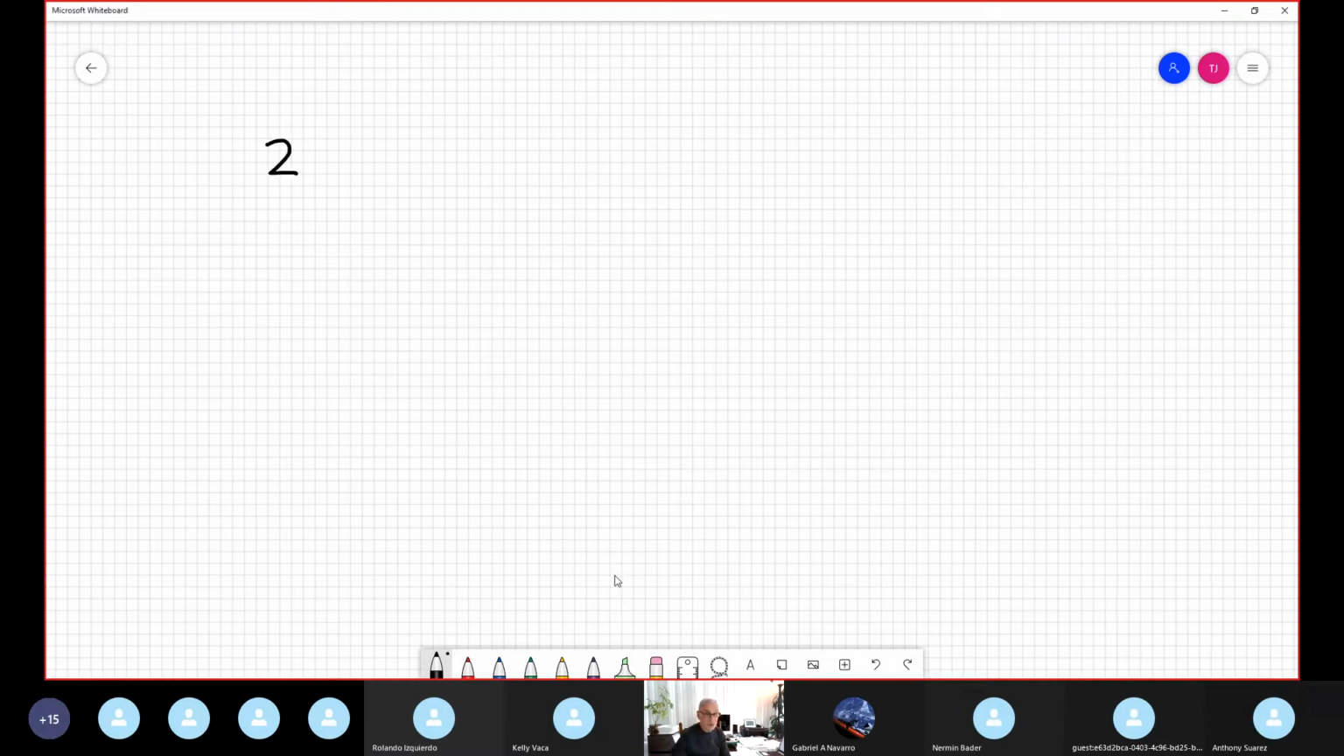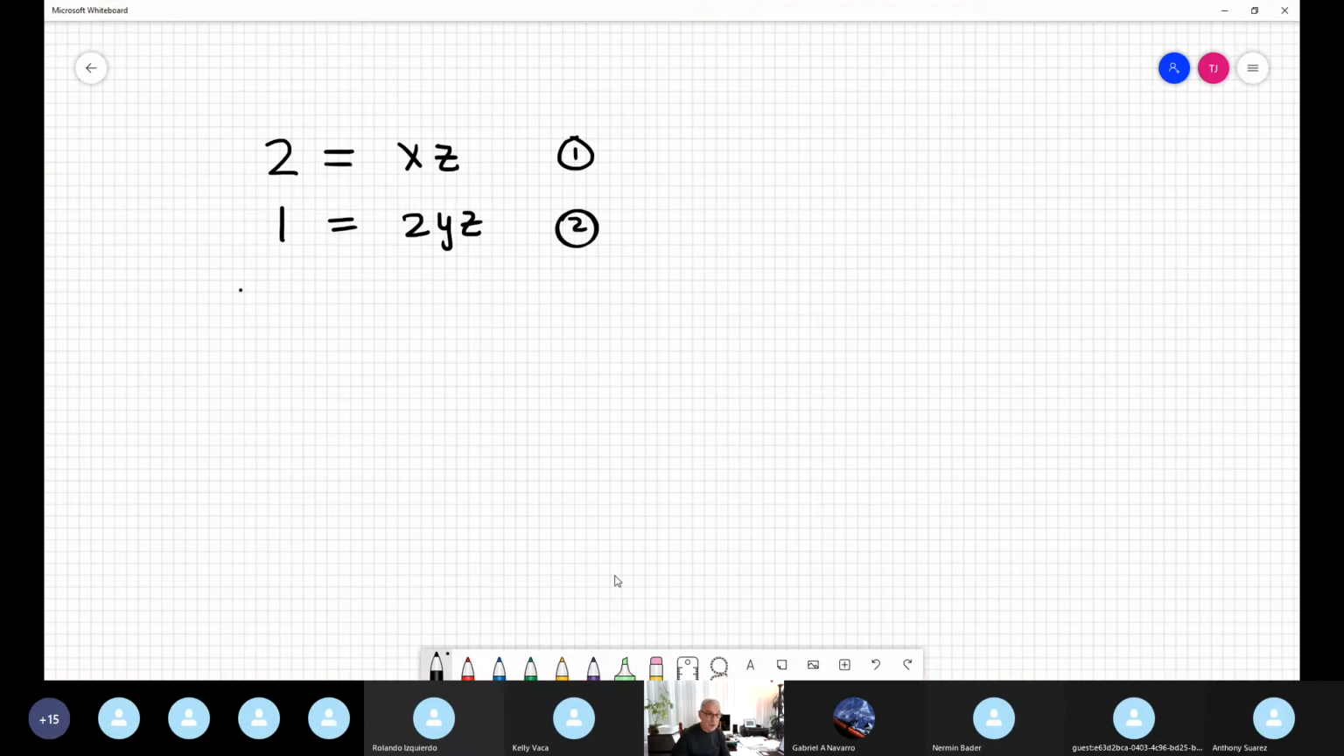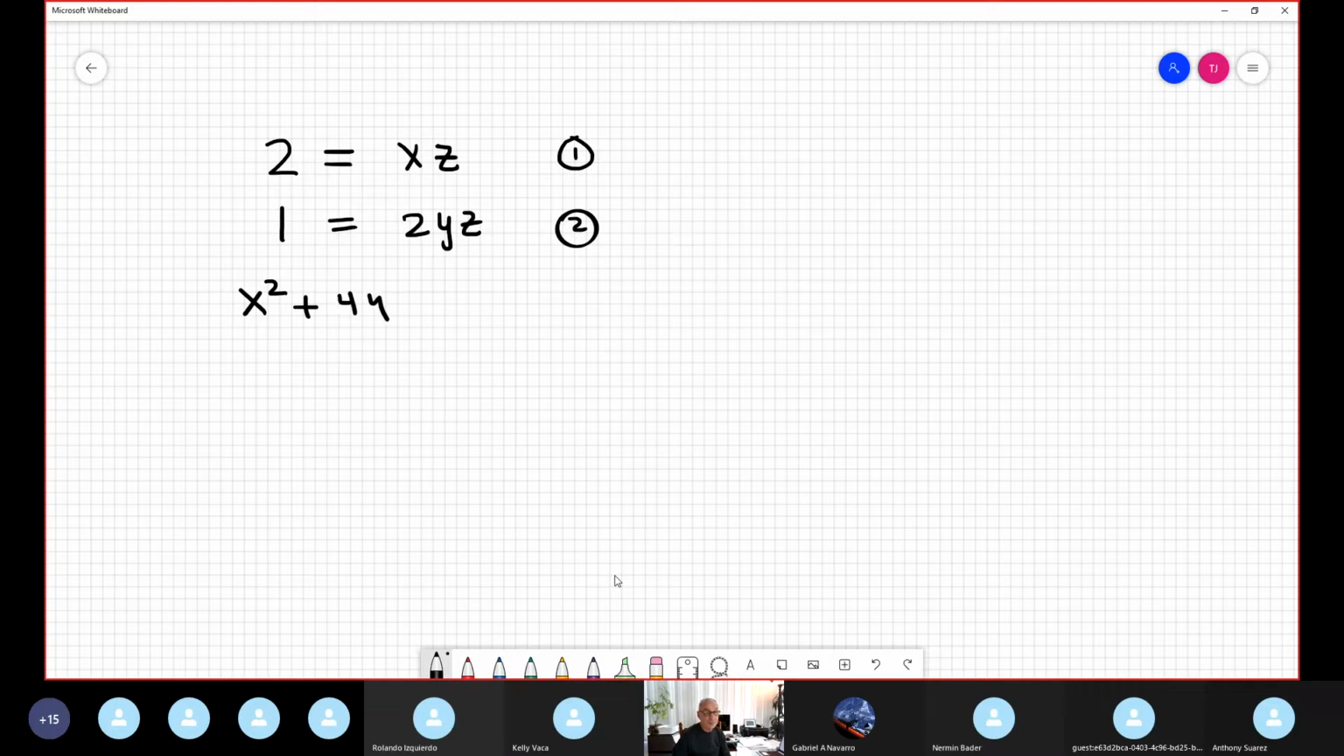Okay, the first equation is 2 equal x times z. Equation number 1. 1 equal 2 times yz. Equation number 2. And the last equation is x squared plus 4y squared equal 4. Equation number 3. We are doing a similar procedure.